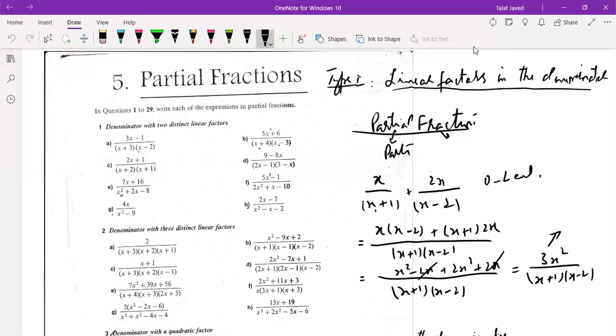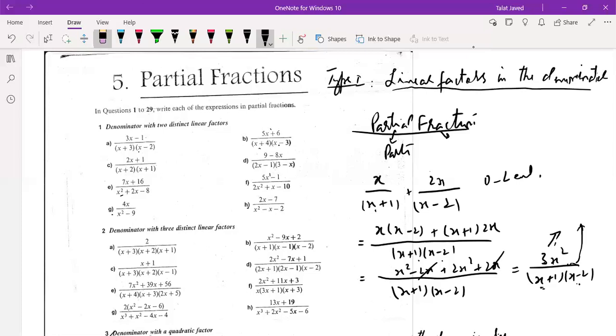Suppose in O-level we are given x over x plus 1 plus 2x over x minus 2, and we are asked to find the sum of these two fractions. First of all we take the LCM of these two fractions, which will be x plus 1 and x minus 2, and then their sum will be 3x square over x plus 1 and x minus 2. Now in A-level, the partial fraction means if you are given this fraction 3x square over x plus 1 and x minus 2, and you are asked to find those fractions which would have been combined to form this single fraction. So this is meant by the partial fraction.